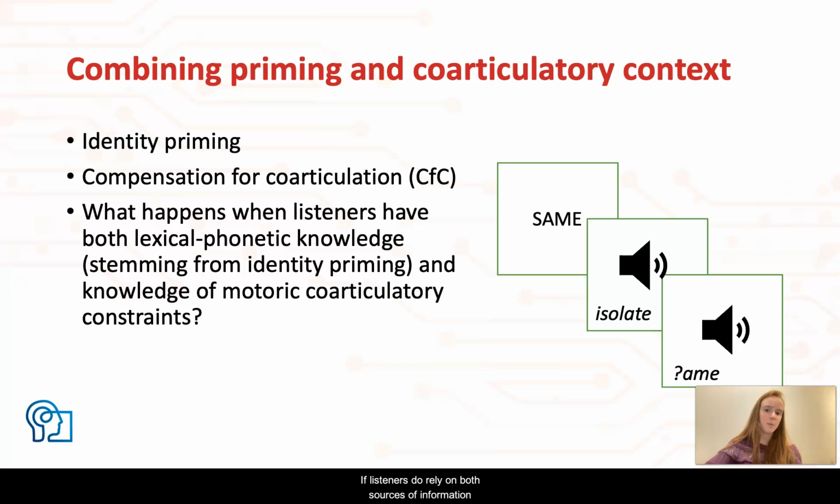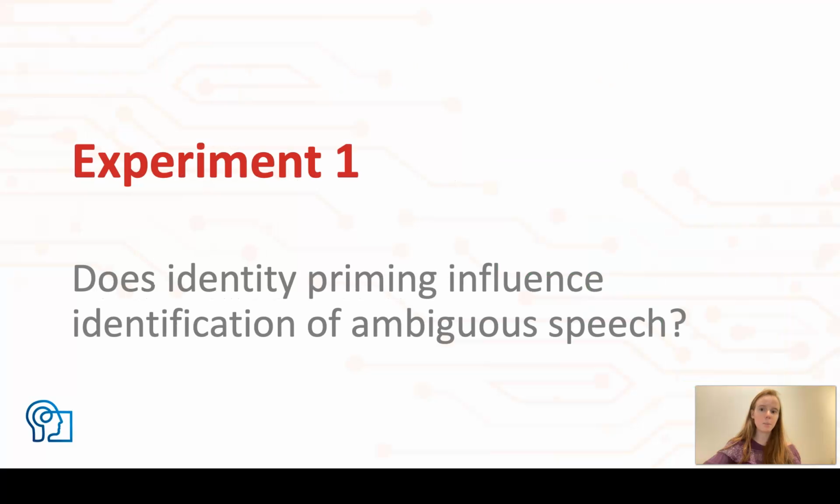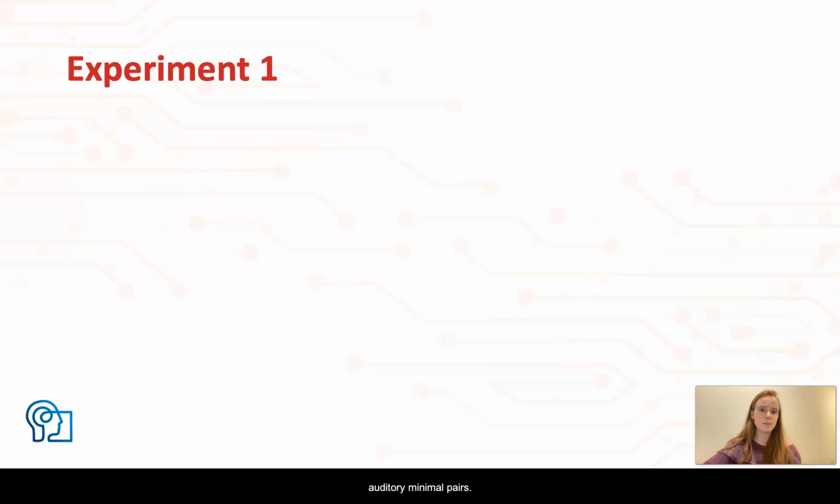If listeners do rely on both sources of information, this poses a challenge for existing theories of language processing, which would need to account for how two qualitatively different cues could have simultaneous influence. Before we can ask how listeners make use of both priming and CFC, we first need to test whether identity priming influences identification of ambiguous speech. While CFC effects have been robustly demonstrated, identity priming has not yet been studied with auditory minimal pairs.